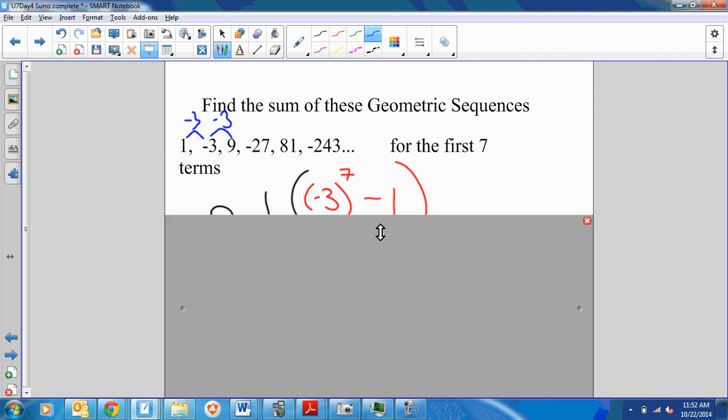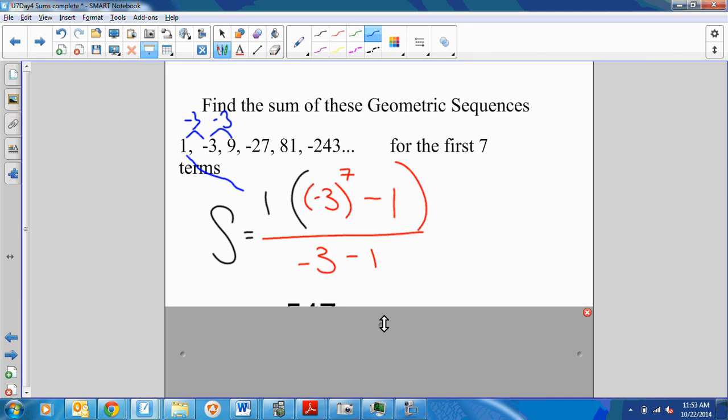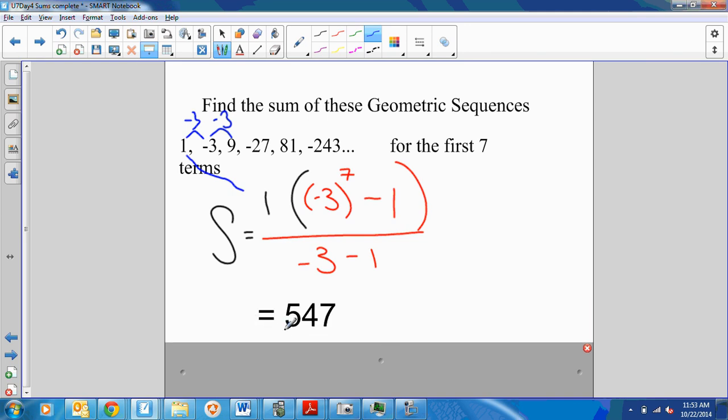So I plug those into my equation. This 1 is because of the initial value. My r is negative 3. What may be very smart is to put that in parentheses in your calculator, to the 7th, since I said the sum for the first 7 terms. We don't have to deal with subscripts in this one. We subtract 1, which feels weird, but you get this big honking number, and you just subtract 1, and then divide by negative 3 minus 1, or negative 4. And from there, that sum is 547. If it was a positive 3, these would both be positive 3. So you just got to find your r and the number of terms.